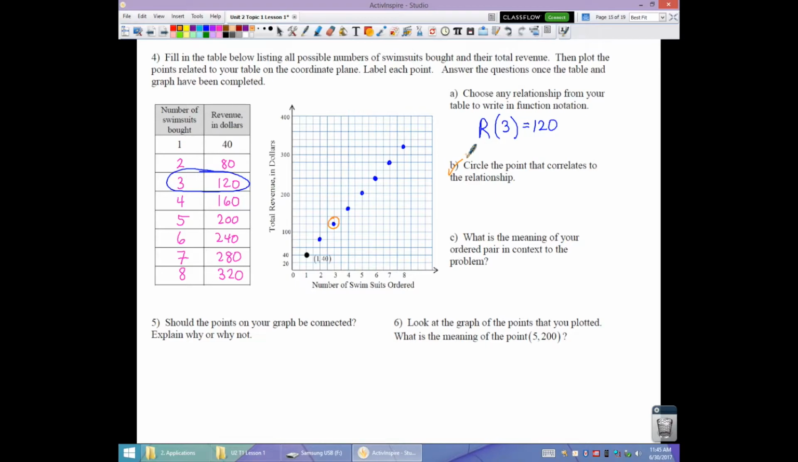So what is the meaning of your ordered pair in context? Whenever you see that phrase in context, it means apply it to what this problem is about. In this case, swimsuits and revenue. Not about X's and Y's or R's and parentheses and function notation, but what it's actually representing in a real life scenario. So this R of 3 means the revenue if 3 swimsuits are bought is the $120.